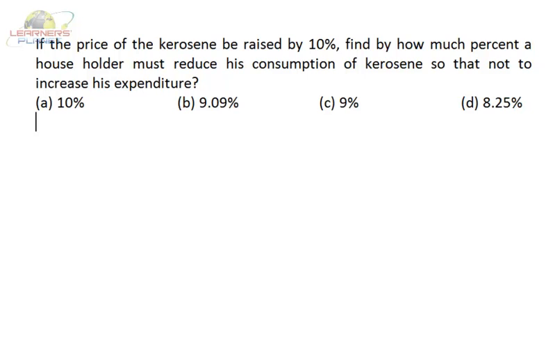Now, further, if the price of the kerosene be raised by 10%, by how much percent a householder must reduce his consumption of kerosene so that not to increase his expenditure? Friends, once again, the same concept which we have already discussed, the price is raised by 10%. That means the new price is 110% of the previous one. 110% is 11 by 10. Okay. That means if price is 11 by 10, that means the consumption should be 10 by 11, isn't it? As we have already discussed, if price is double, the consumption must be half. If price is 3 times, then the consumption must be 1 by 3.